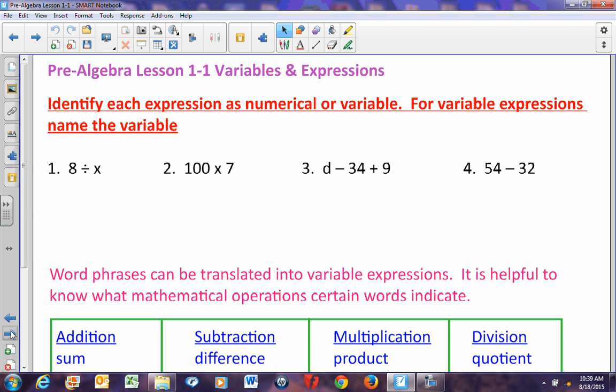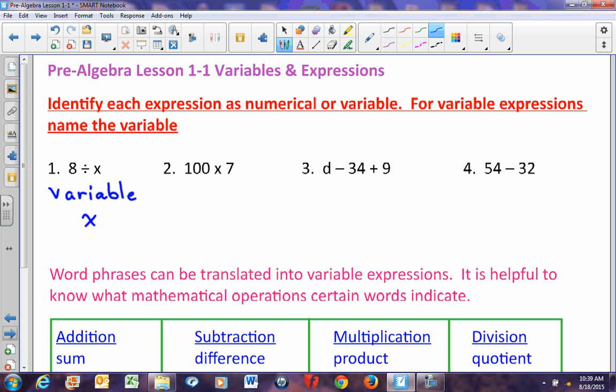Okay, let's look at something. Identify each expression as numerical or variable. For variable expressions, you're going to name the variable. So all you're doing is looking at your expression. If it contains a variable, it has to be a variable expression. If it does not contain a variable and it just contains numbers, it has to be a numerical expression. Simple as that. So let's take a look at this first one here. 8 divided by x. Well, it has a variable x, so it has to be a variable expression, and our variable is x.